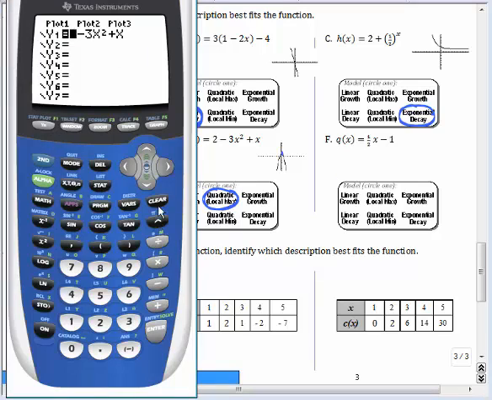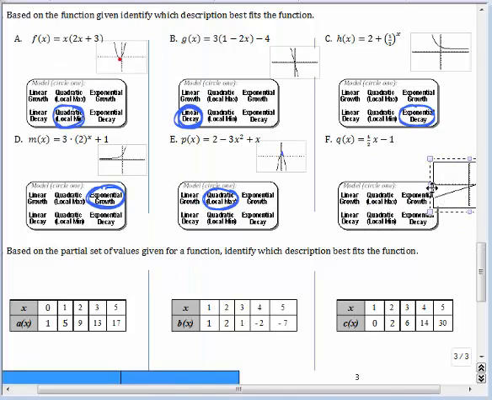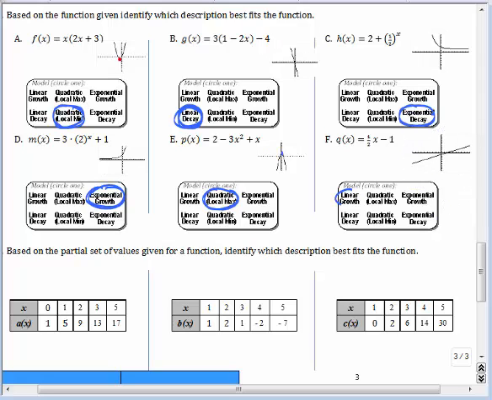And then the last one, I would probably type in (1/2) x - 1, so I could type the 1/2 then x minus 1. And that looks like it's a line that's always going uphill, it's always growing. So that would be linear growth.